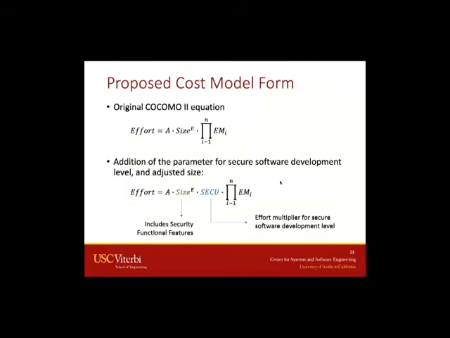So we propose adding a new security parameter in the COCOMO equation form. The COCOMO equation calculates the effort in person months, having as input a constant A, the size of the application, an exponent E representing economies or diseconomies of scale, and N effort multipliers for various project, product, and personnel attributes. We propose the addition of the security parameter SECU as an effort multiplier corresponding to the level of secure software development required by the application being estimated. And the size component will include the security functional features that can be directly estimated or can be estimated using a security sizing factor.